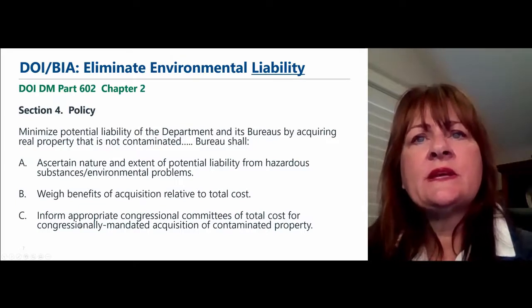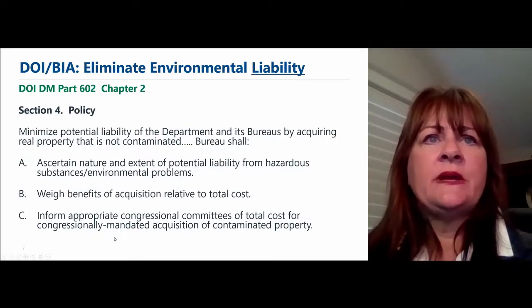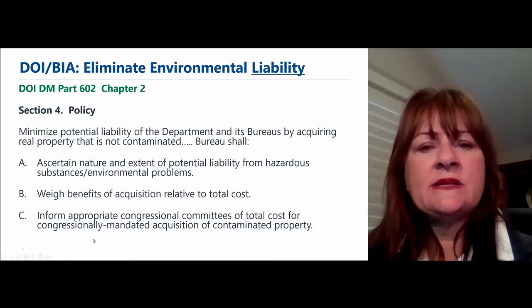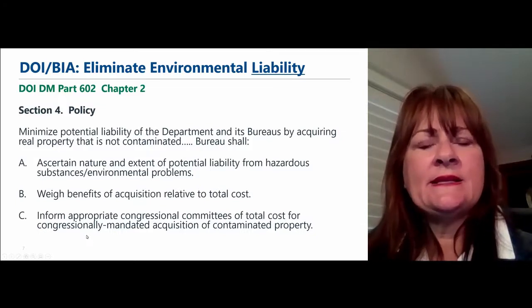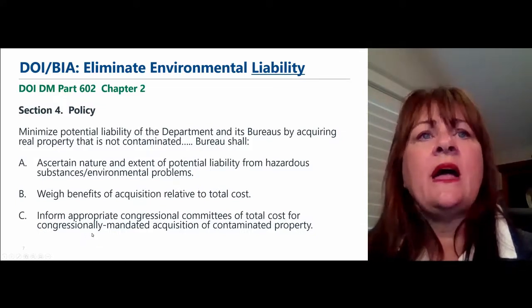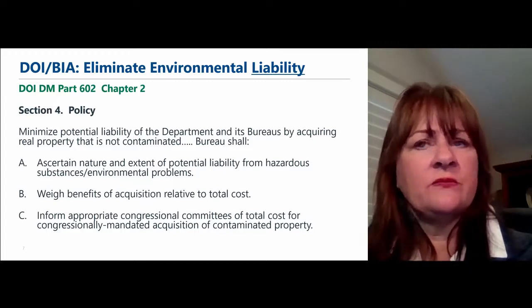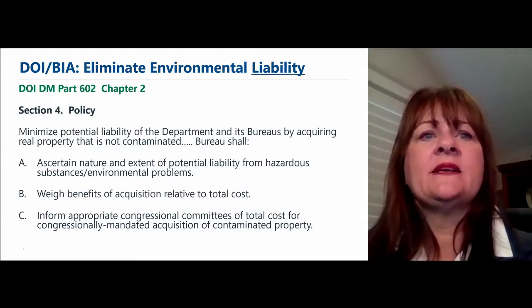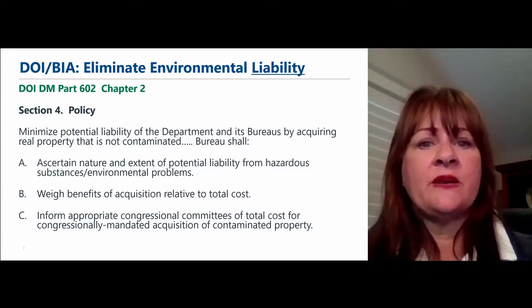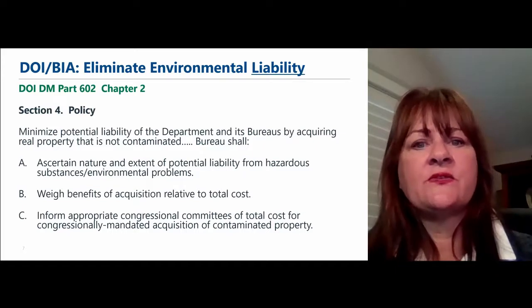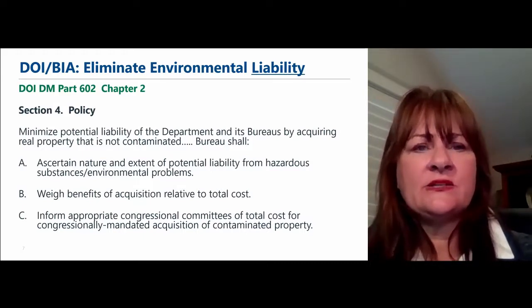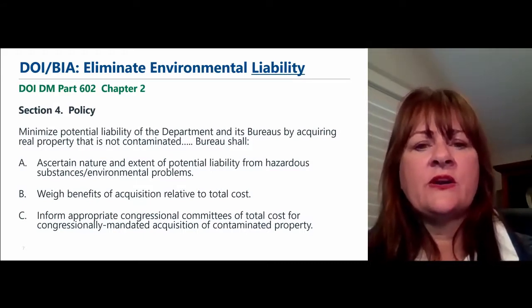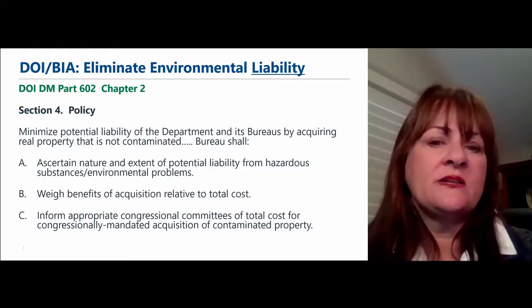One of the interesting elements of the Department of Interior's BIA policy is found in Part 602 of Chapter 2. Basically it states that the Bureau shall ascertain the nature and extent of potential liability from hazardous substances. The BIA also has to weigh the benefits of bringing that land into trust versus the total cost of potential cleanup of that property. And the BIA also has to consider, for congressionally mandated acquisitions of property, if it's contaminated, they need to understand what the cost would be for cleanup.